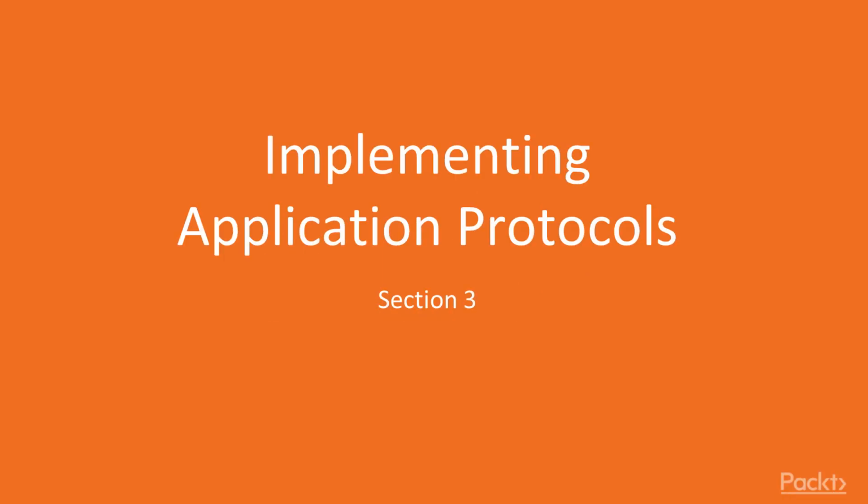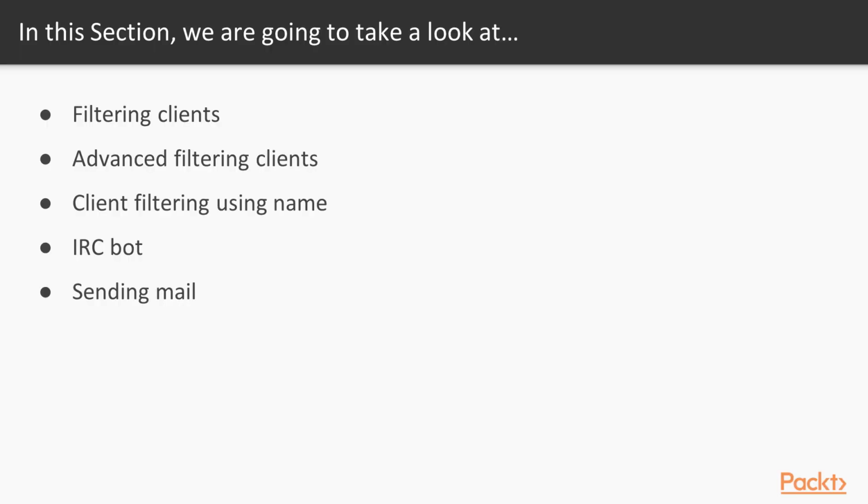Java 9 Network Programming, Section 3 Introduction. In this section, we will be programming applications. We will implement various application protocols to send and receive mail, transfer files, log into a server using SSH, and we will even create a very simple IRC bot so that we can log in from our Java code to an IRC server. First, we will look at how we can filter clients.